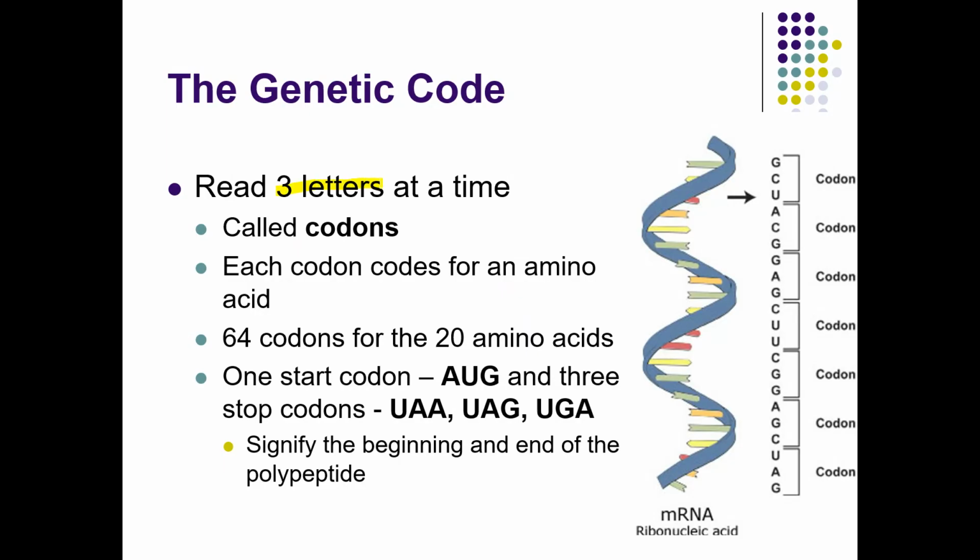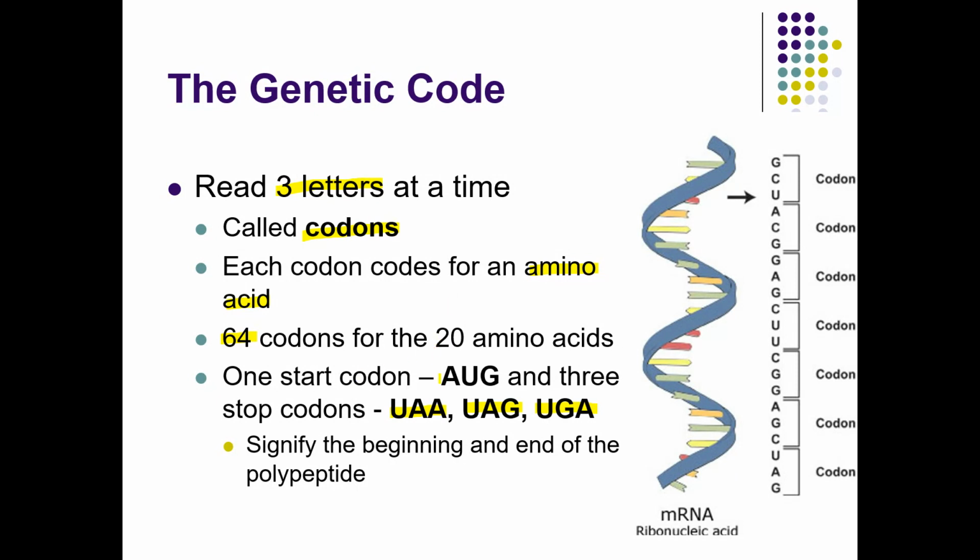We read the code three letters at a time, and each three-letter sequence is called a codon. Now, the codons code for amino acids. I do want to explain that you have 4 letters in 3-letter combinations. That's 64 possible codons. These are going to code for the 20 amino acids that exist. So that should tell you that it's not a 1-to-1 ratio. There can be multiple codons for the same amino acid. There are also 3 codons that we call stop codons, and they don't actually code for an amino acid. They essentially say this is the end of the protein.